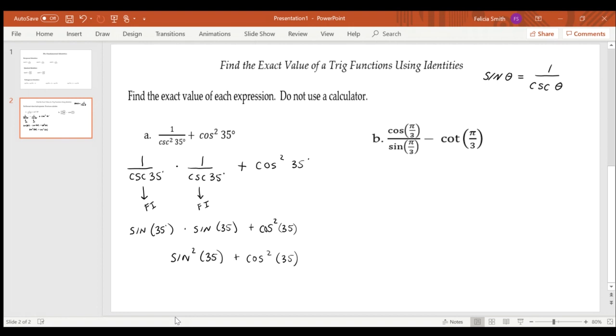And if you refer back to your fundamental identities one more time, you'll realize that we can actually simplify this expression. This is actually part of our Pythagorean identities. Sine squared of an angle measure, in this case 35 degrees, plus cosine squared of that same angle measure, 35 degrees. This is going to simplify to a positive 1 as our final answer.